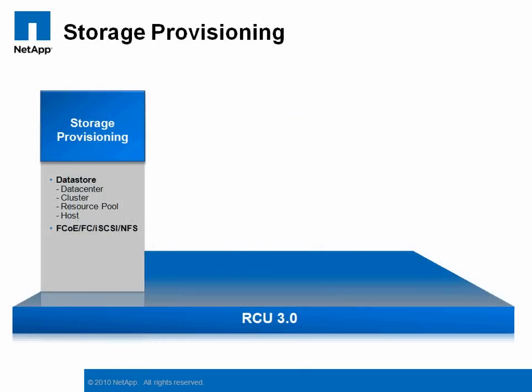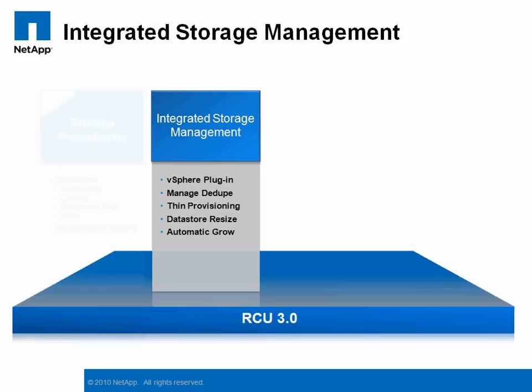Storage provisioning with RCU 3.0 allows storage administrators to easily provision data stores for Fiber Channel over Ethernet, Fiber Channel, iSCSI, and NFS. RCU is integrated into the VMware vCenter client and allows administrators to manage deduplication, manage thin provisioning, and perform storage management tasks.